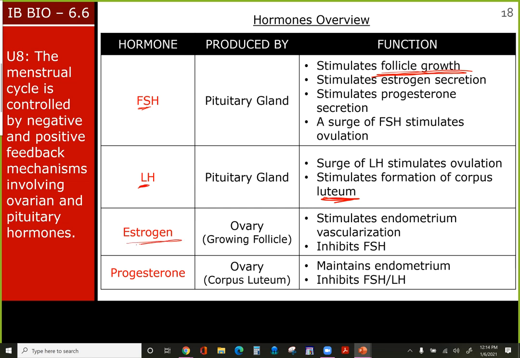Estrogen is produced by the growing follicle inside the ovary. It stimulates the endometrium, and it inhibits follicle stimulating hormone because we only want one egg released at a time.